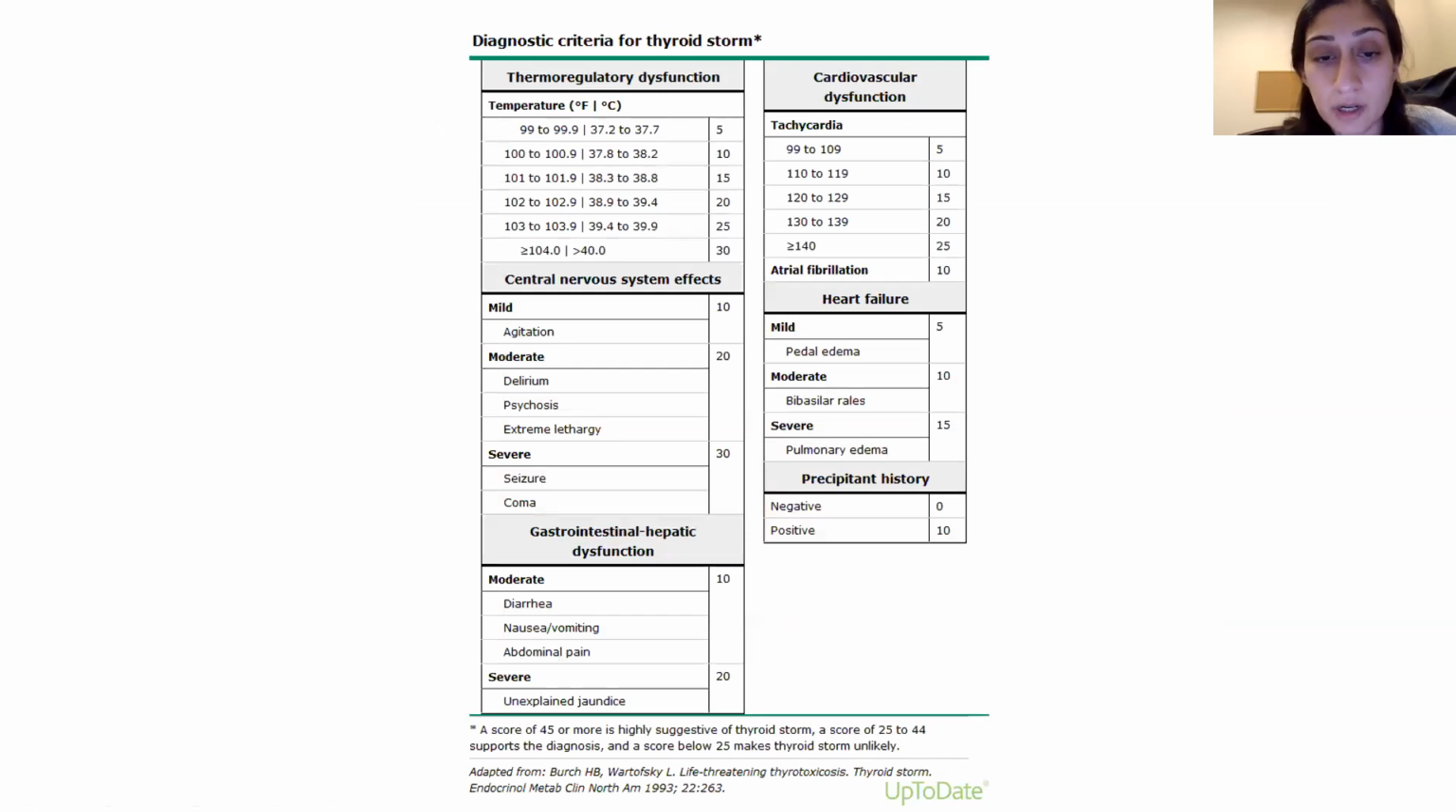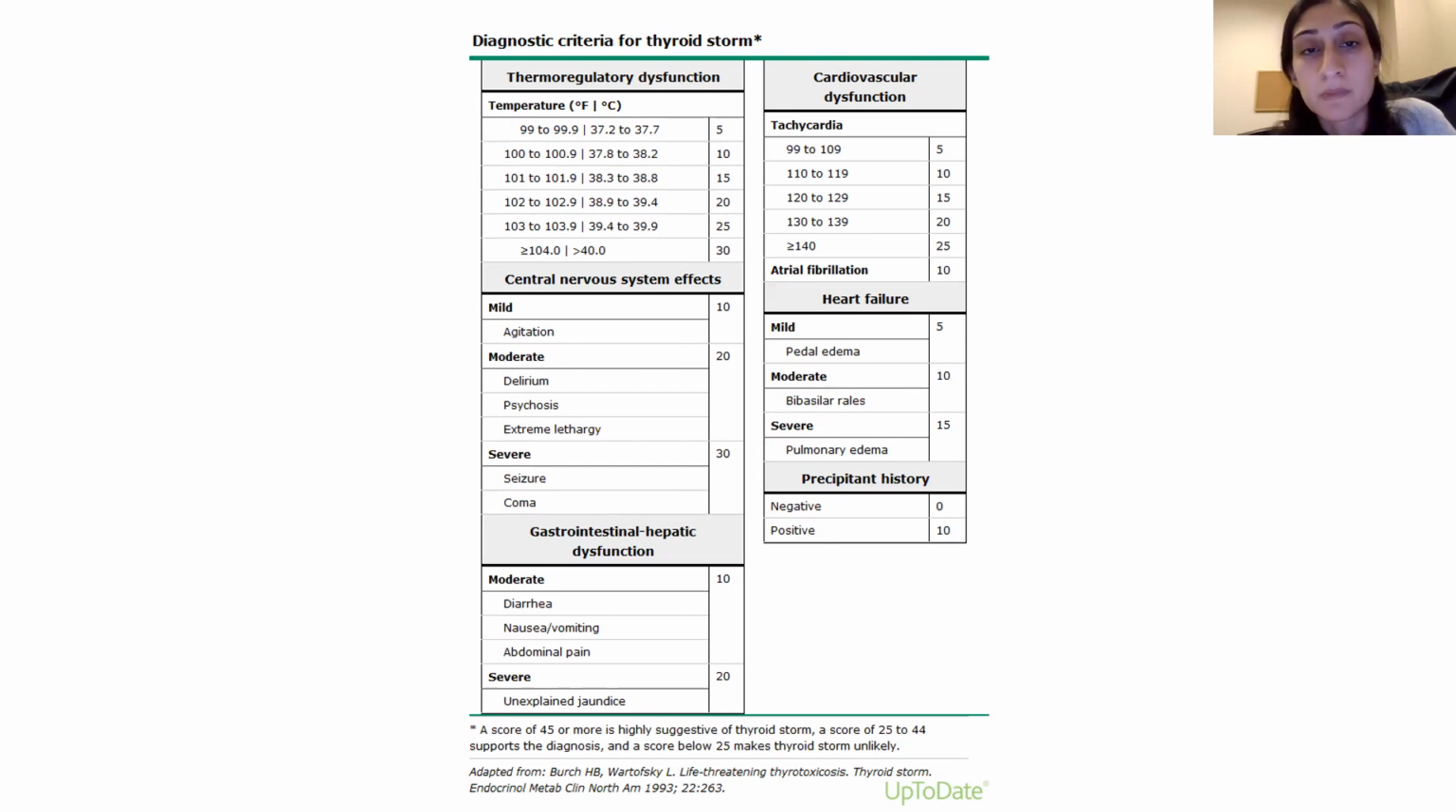This is a chart. It's called the Burch-Wartofsky chart. It's a chart that you can, again, find on UpToDate. And it's basically a scoring system to see how likely your patient might be in thyroid storm. This does not definitively give you the diagnosis of thyroid storm. Thyroid storm is a clinical diagnosis, but it can guide you.